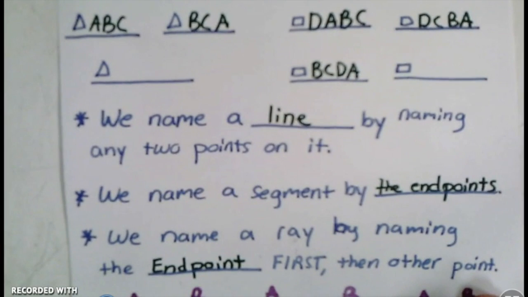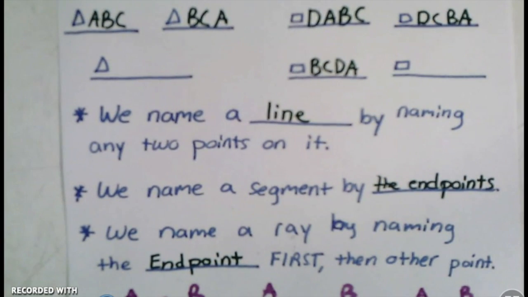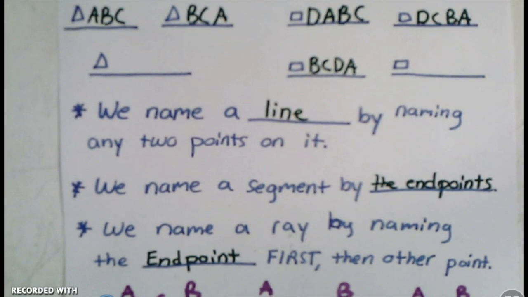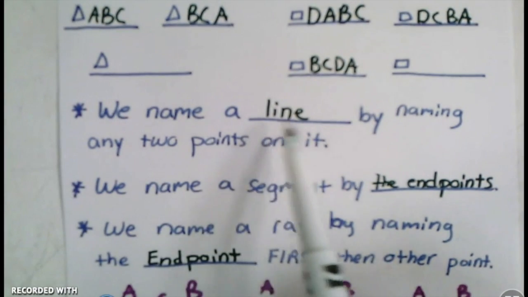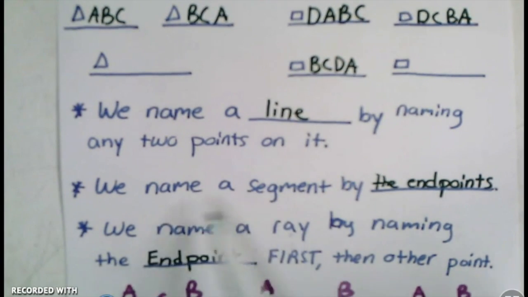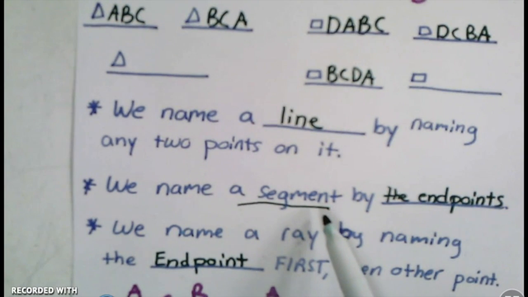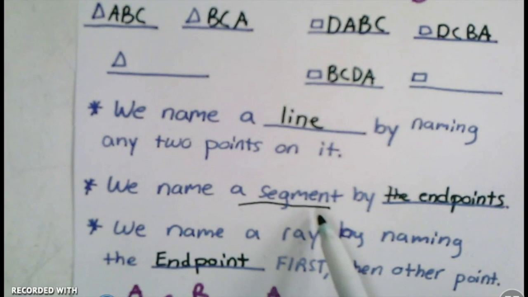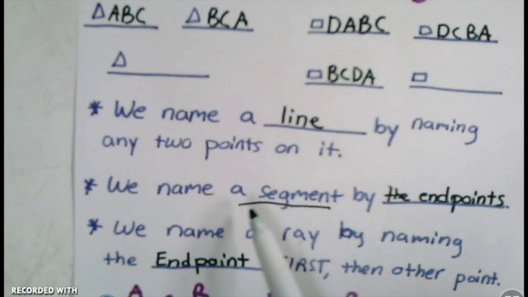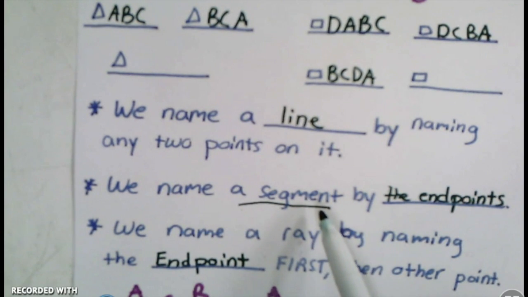All right, we name a line by naming any 2 points on it. So you just pick 2 points that are labeled on a line, and that's how you're going to name it. It doesn't matter which order they're in. It doesn't matter if there's a point in between them. We name a line segment by the end points. The order still does not matter, but it does matter that you pick the points on the very ends of the line.